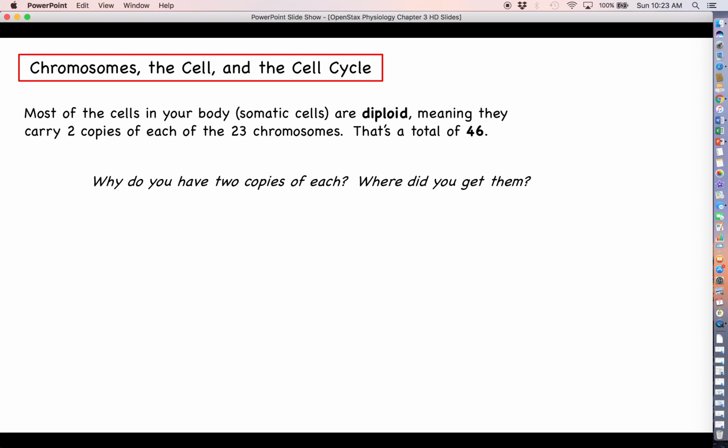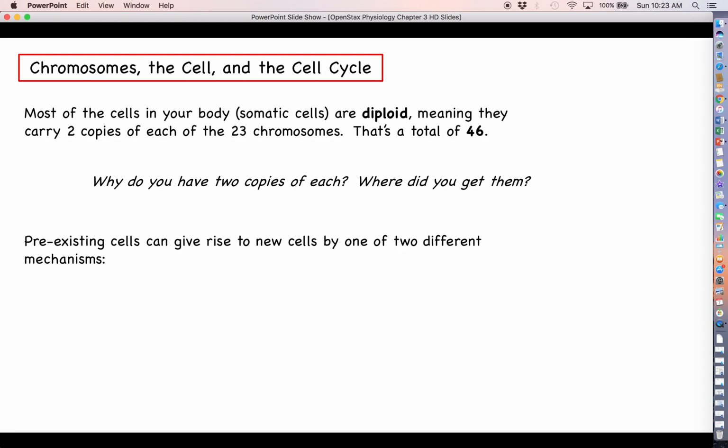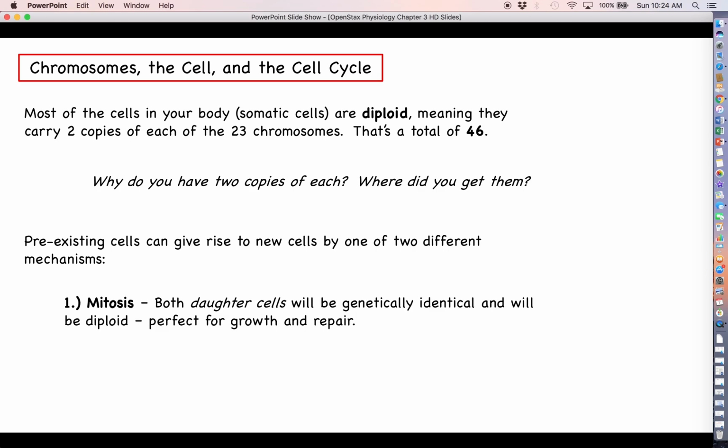Well, that's a question that has a fairly simple answer that we have addressed before. In the process of fertilization, you get 23 chromosomes from your dad's sperm, and you get 23 chromosomes from your mom's egg. The 2 cells join and produce a diploid zygote, from which you mature and differentiate into a mature human being. So pre-existing cells, whether it's a somatic cell in our body or a germ cell that is going to participate in reproduction, can give rise to new cells by one of 2 different mechanisms. Most commonly, we're going to talk about mitosis.